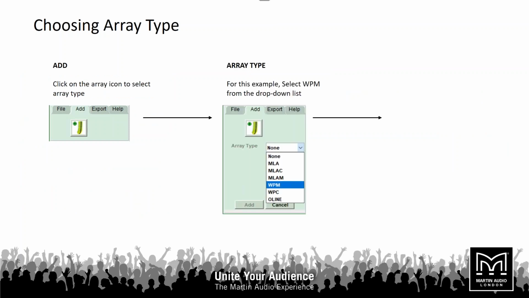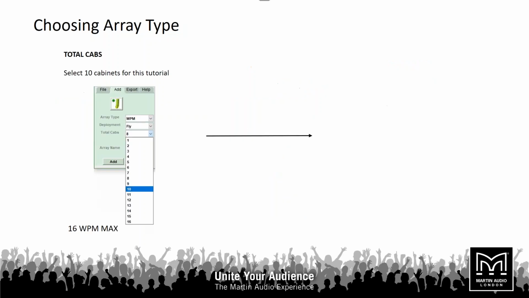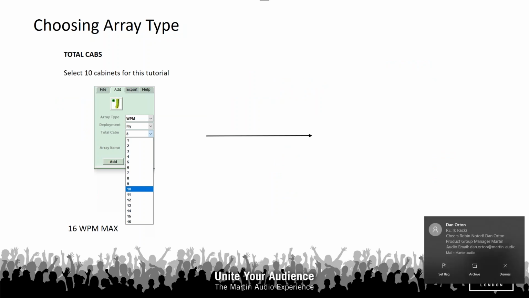So in order to do this, what we first do is click on the Add button. And we can choose here from 6 different types of products. Today we're going to look at WPM, and we're going to look at flying it. So for this tutorial, we're going to look at flying 10 cabinets. WPM and WPC we can fly up to 16.